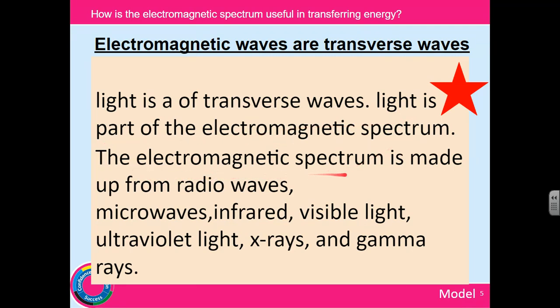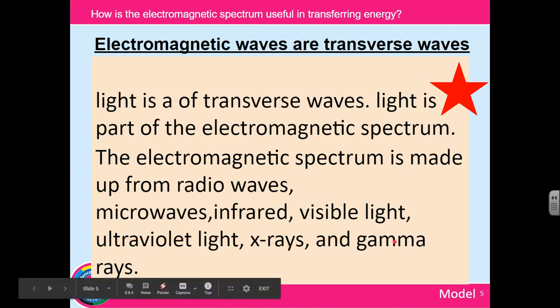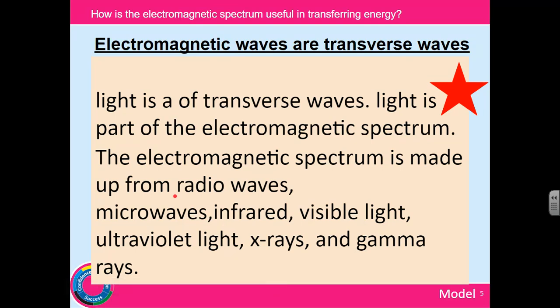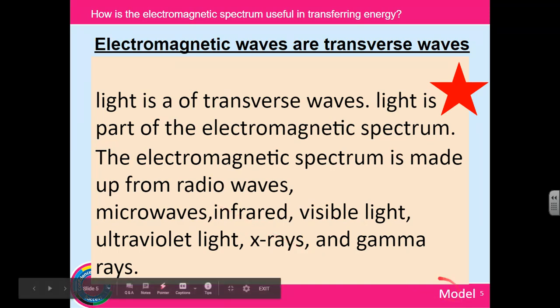The electromagnetic spectrum is made up from radio waves, microwaves, infrared, visible light, ultraviolet light, X-rays and gamma rays, and these are actually in the order that they would appear on the electromagnetic spectrum, starting with the longest wavelength and the least energy, which is the radio waves. The shortest wavelength and the highest energy is the gamma rays, which are up here.